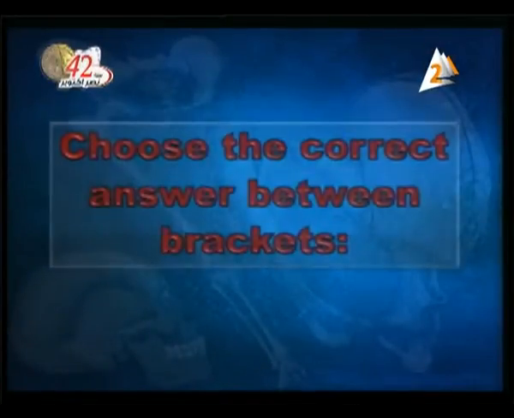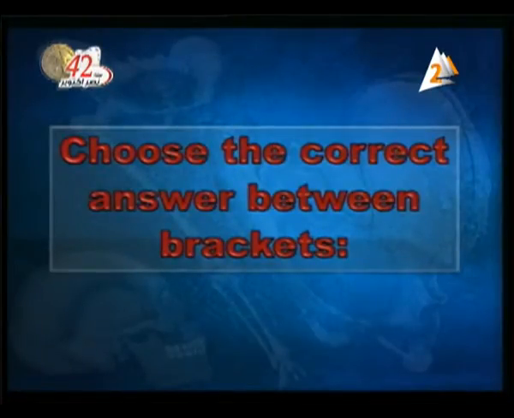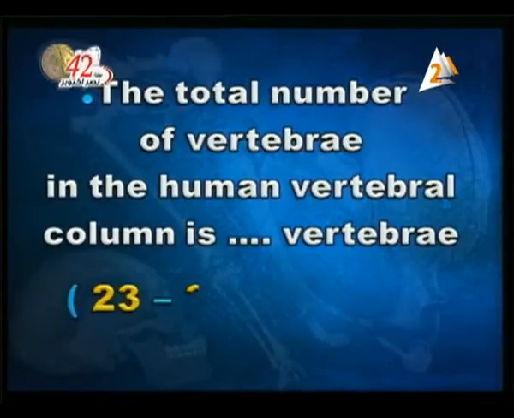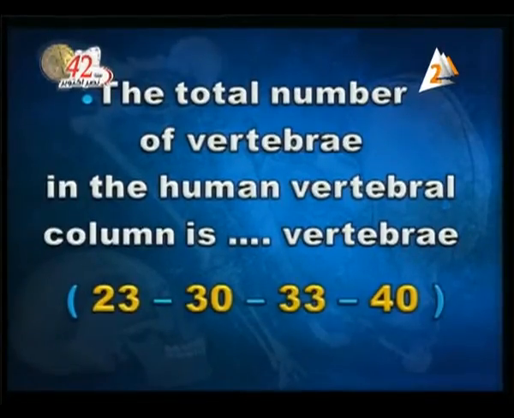First question, choose the correct answer between brackets. Number 1, the total number of vertebrae in the human vertebral column is space vertebra. 23, 30, 33, or 40. Let's think together. What is the total number of all vertebrae in human vertebral column? Yes, you are right. The total number of vertebrae in the human vertebral column is 33 vertebrae.